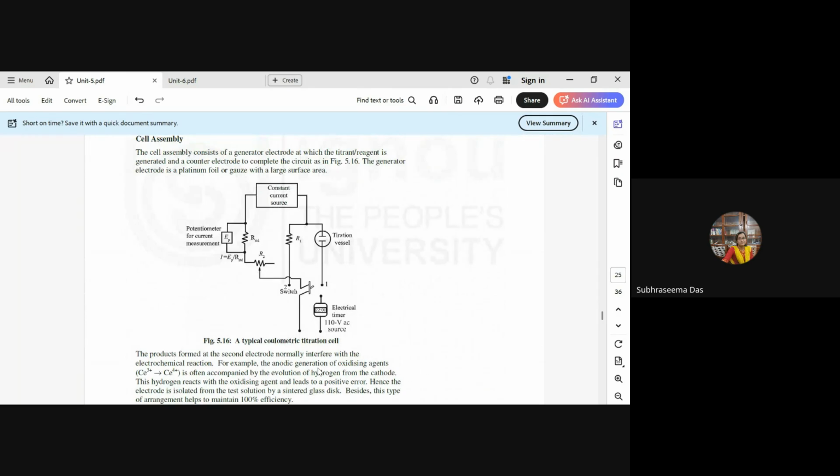So now coming to the cell assembly. Here in the cell assembly, we can see that it consists of a generator electrode at which the titrant reagent is generated and a counter electrode to complete the circuit, as shown in figure 5.16. The generator electrode is a platinum foil or gauze with a large surface area.